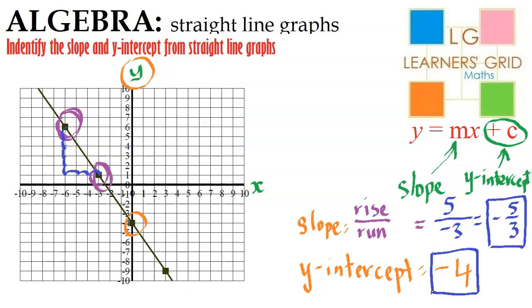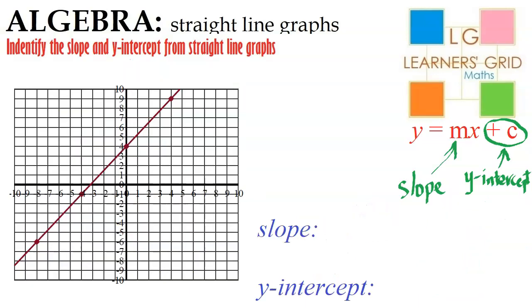Let's try one more. Yep, so for this one, we have a new graph. And again, we've got points already given to us on the straight line. Normally we wouldn't have those points. We'd have to make them ourselves. So let's do the y-intercept first. That's the easiest. So this line crosses the y-axis right here at positive 4. So the y-intercept is 4. And that is done.